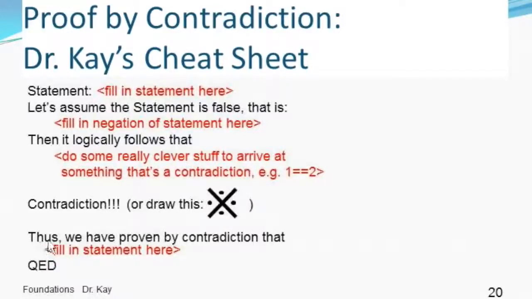And then you write, thus, we've proven by contradiction that, and you fill in your statement again, right? This is plug and chug. Just put it in there. And once you are done a proof, you always need to write something at the end of the proof that says, look, I'm done. In my case, I'm going to write QED. Okay.